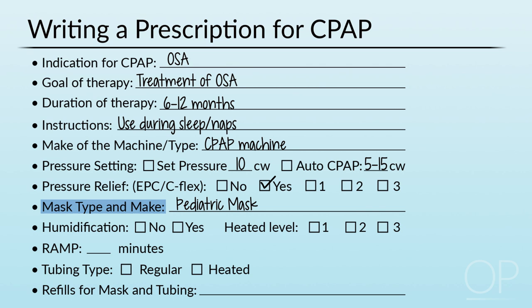You write the mask, the type of the mask, nasal or full face. About the humidification, you'd like it or not. And then if you write humidification, you write the level of humidification. If you want to set a ramp for the pressure to rise, you can write between 15 to 20 minutes. The tubing types, regular or heated tubings. Most of the time, if available, we use heated tubings to avoid condensation of the tube. And then you write the refills for the mask and the tubings, which are typically supplied between 3 to 6 months.